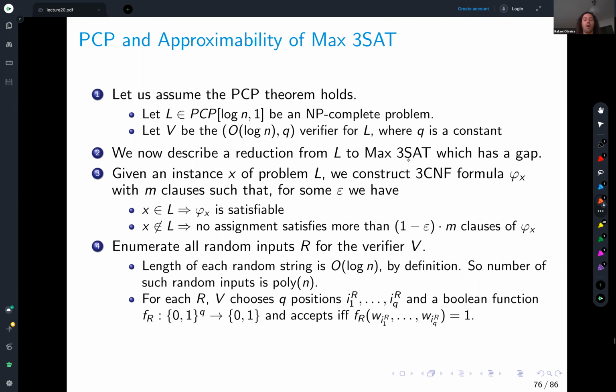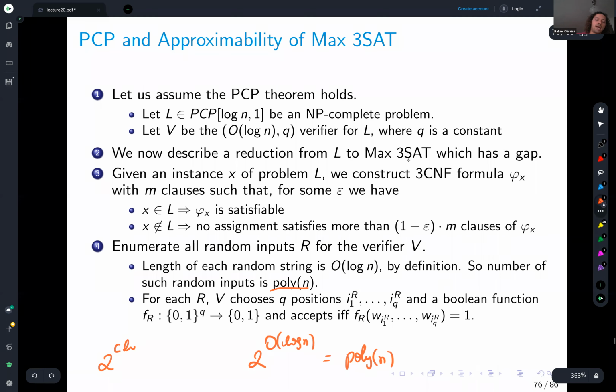Let's enumerate all possible random inputs for the verifier V, right? The length of each random string is O of log n. So what is the number of random inputs? The number of random inputs is exactly poly n, because poly n is 2 to the O of log n. Let's say 2 to the C log n is equal to n to the C. That's why. So we know we have polynomially many random strings.